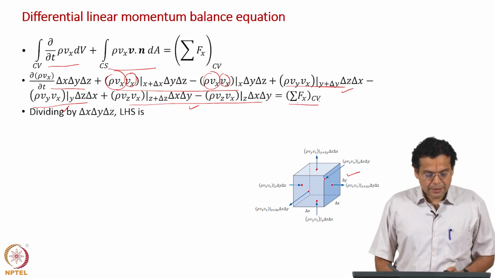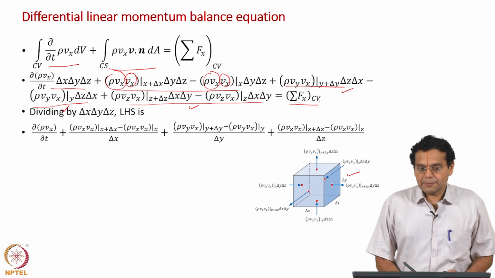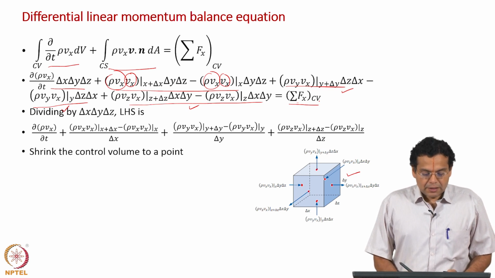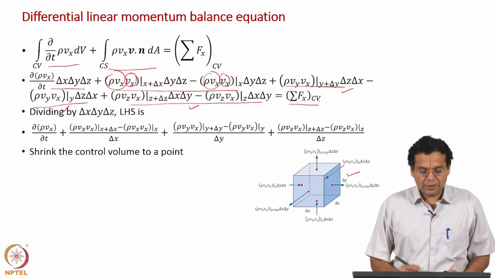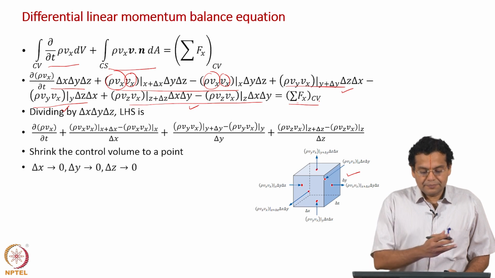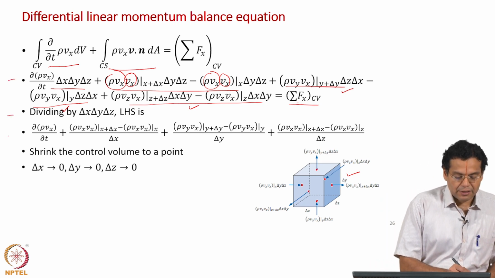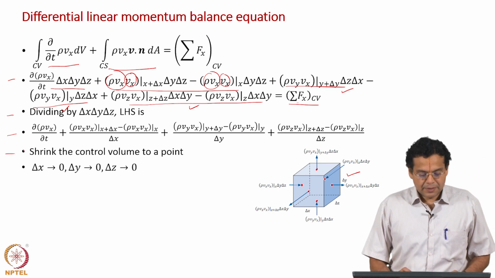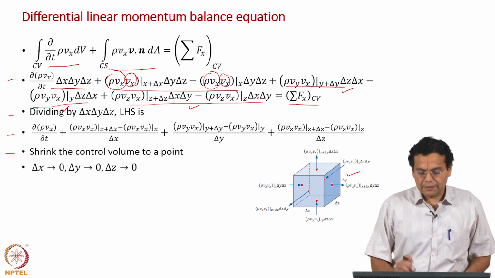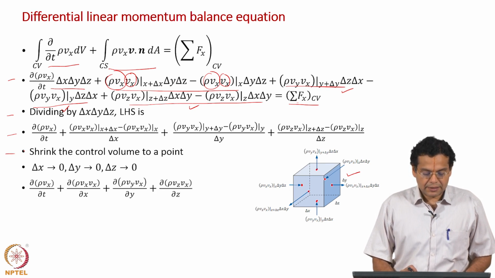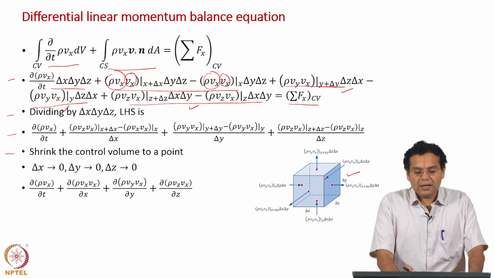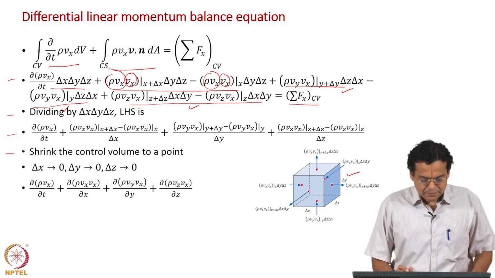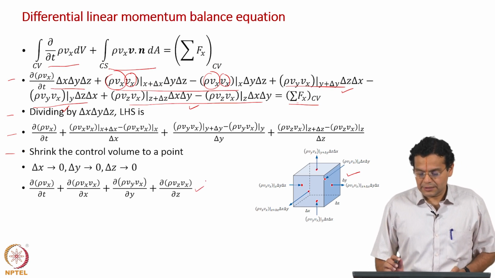Okay. And we divided by delta x, delta y, delta z, and then got this expression, and then we shrink the control volume to a point, because we want to derive expressions valid at every point, and these expressions are related to average values of density, velocity, etc. Once we shrink, they become point values or local values, and we get this differential expression for the left hand side of the linear momentum balance. So, this we have discussed already. So, the left hand side is ready with us.